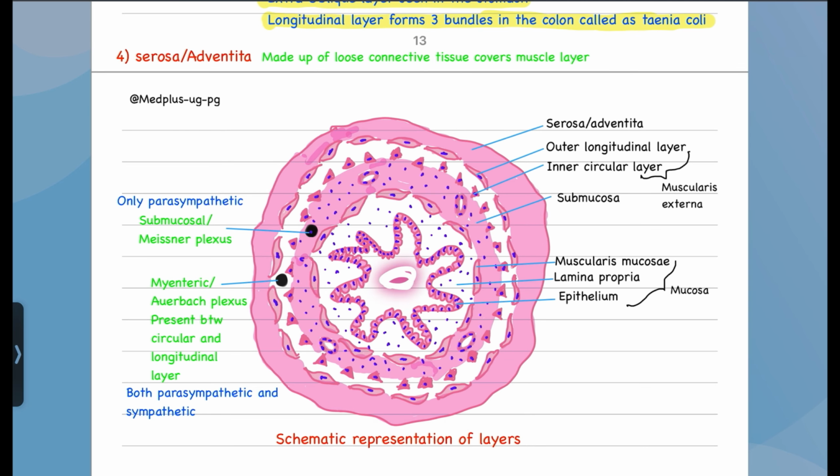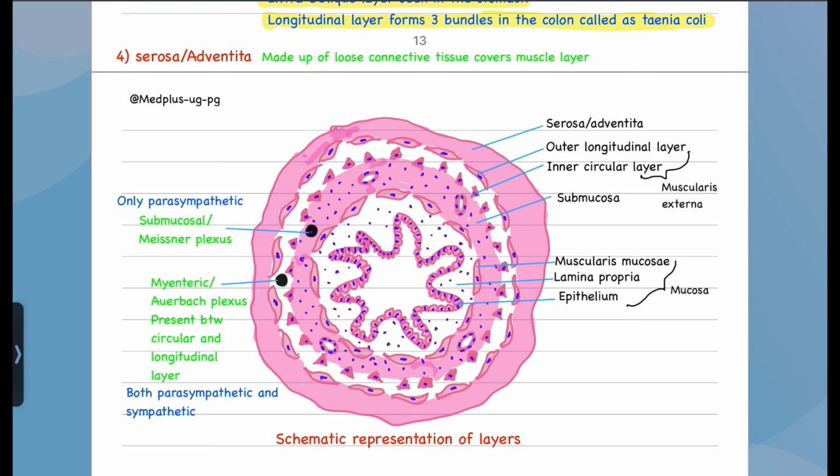As we can see, this is the lumen of the GI part, and surrounding it we have epithelium, which is a simple columnar epithelium. Below this we have a lamina propria and a single layer of smooth muscle which is called muscularis mucosae. And around it we have a submucosa, which contains blood vessels, nerves, and connective tissue. And as we can see here, in the submucosa we have a plexus, which is the submucosal or Meissner's plexus, which has only the parasympathetic part.